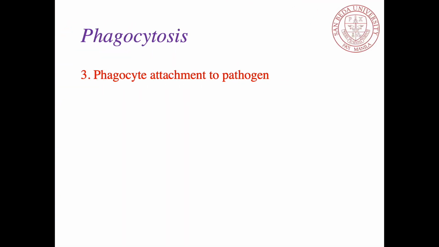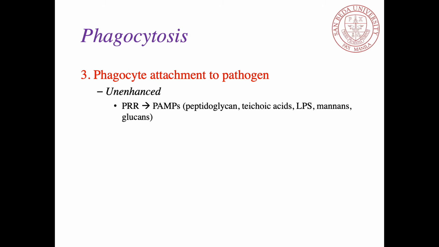The next step in the phagocytic process involves attachment of the phagocyte to the pathogen. The attachment can be unenhanced, and this involves interaction between pattern recognition receptors and PAMPs. And by pattern recognition receptors, I'm referring to the TLRs or toll-like receptors that I talked about earlier.